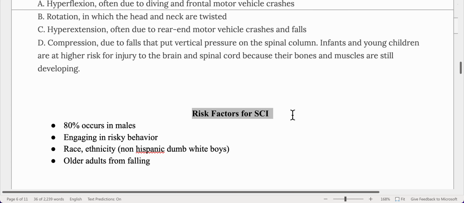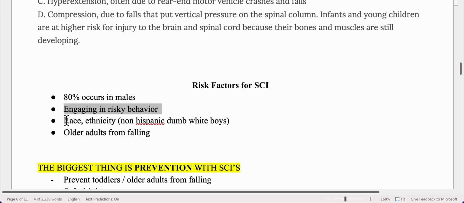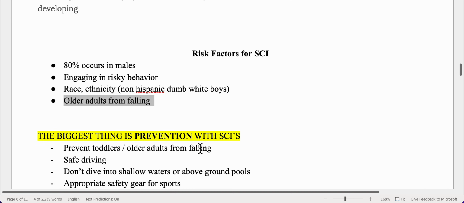muscles are still developing. Risk factors for SCI: 80% occurs in males. Engaging in risky behavior. Race, ethnicity, non-Hispanic white males. Older adults from falling.